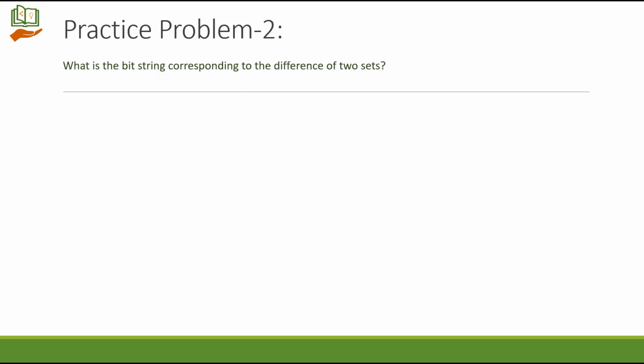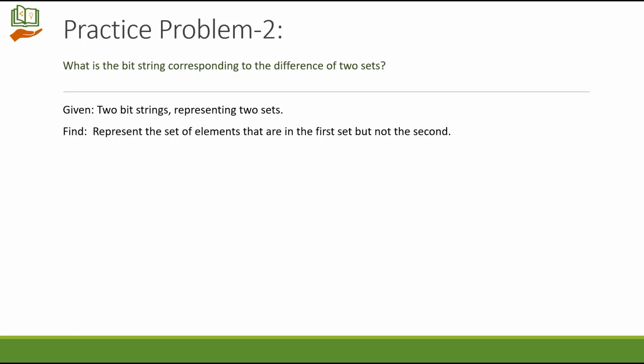Next problem, what is the bit string corresponding to the difference of two sets? In the explanation part, we saw about complement, we saw about union, we saw about intersection, and here we are going to find with respect to the difference operation. Given two bit strings representing two sets, represent the set of elements that are in the first set but not the second one. In the representation, if you have 1 in the first set and 0 in the second set, then that element will be selected for difference. So this is set 1, this is set 2, and this will be set 1 minus set 2.